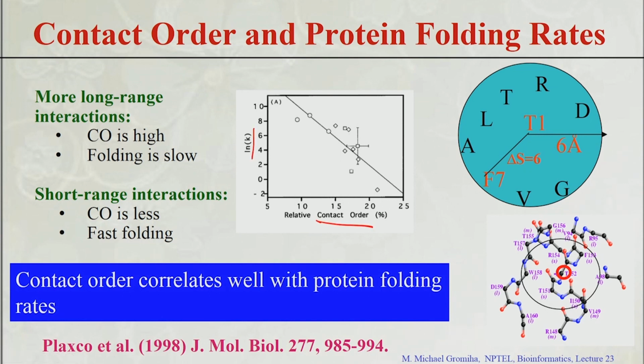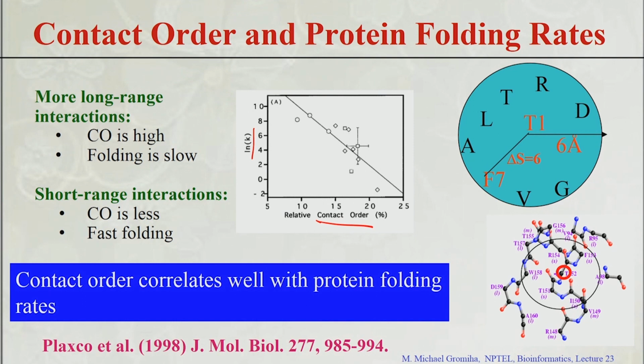You can see the inverse relationship between the contact order and the folding rate. That means the assumption we made is correct. If you have more contact order, there is less folding rate. If less contact order, the folding rate is high, it folds fast. So, the correlation is about 0.7 to 0.8, which shows an inverse relationship between the contact order and the folding rate.